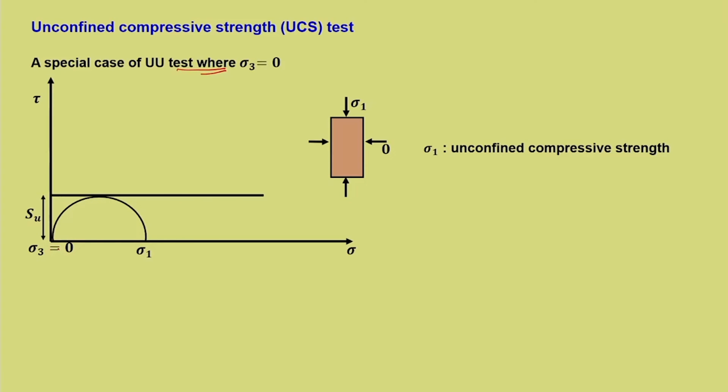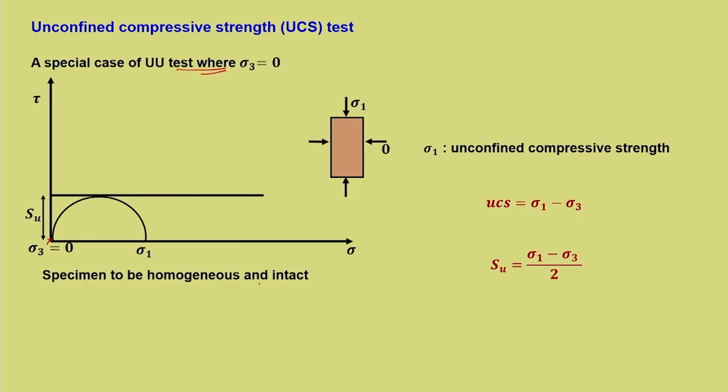This is what I meant. So instead of starting from somewhere here, the starting point is at sigma 3 equal to 0, and this diameter is sigma 1 minus 0, that gives the unconfined compressive strength, but everything else remains the same. We have the same undrained shear strength. So UCS is equal to sigma 1 minus sigma 3, and S_U is equal to (sigma 1 minus sigma 3) by 2, rather sigma 1 by 2 in this particular case.